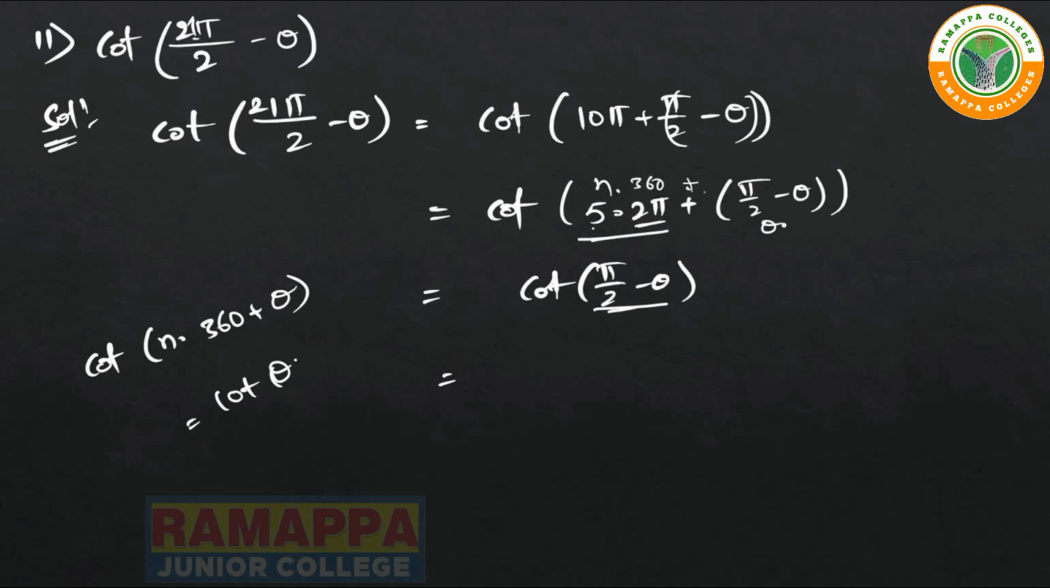So cot of 90 minus theta is equal to tan theta. Here pi by 2 means 90 only. So here cot of 90 minus theta is equal to tan theta. So this is the answer. Now moving to the third one.